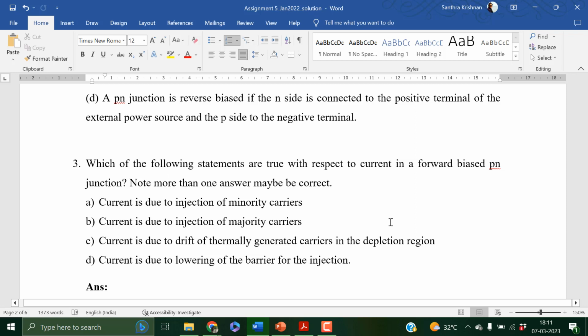The fifth unit, problems. Which mechanism causes forward bias current in a Schottky junction? They have asked. So that's why I thought the answer would be diffusion, since diffusion current is the prominent current in forward bias.